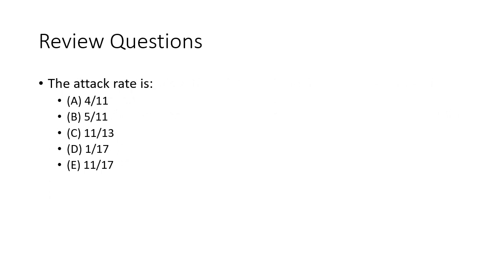So looking at this, what would the attack rate be? Would it be 4 out of 11, 5 out of 11, 11 out of 13, 1 out of 17, or 11 out of 17? What do we consider the attack rate to be? Basically, the number of people who are affected over the total number of people who are at risk, okay? Until we know what the offending agent is, we can say everyone at that dinner was at risk, but 11 of them developed symptoms, so you could say 11 out of 17, right?